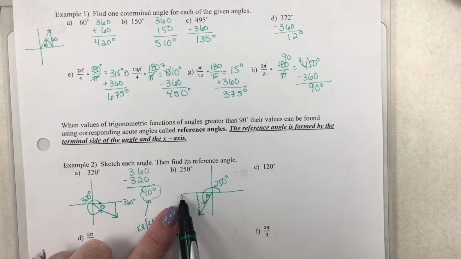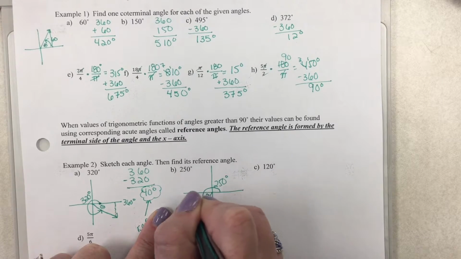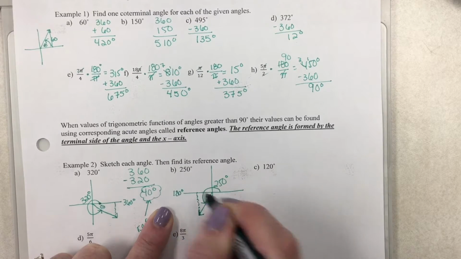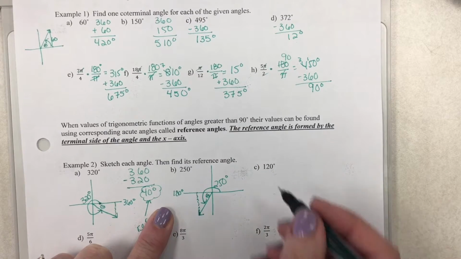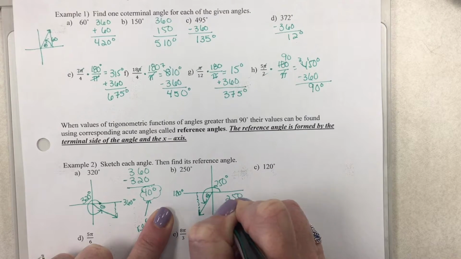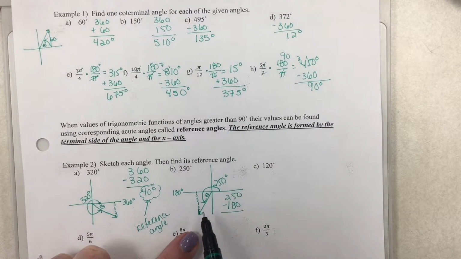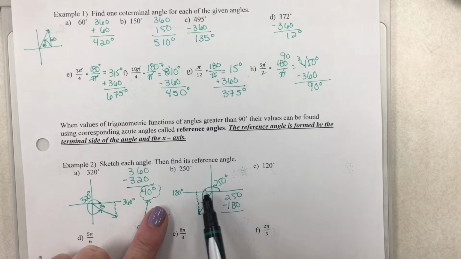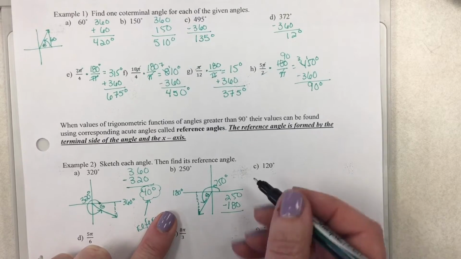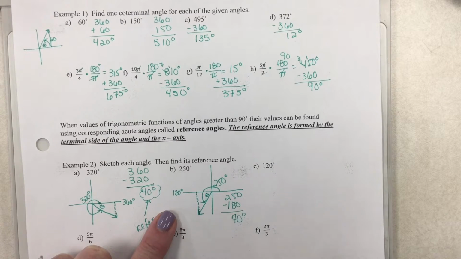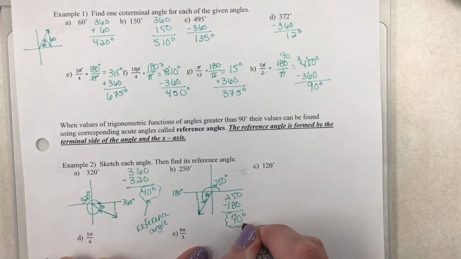Now this x-axis out here is what degree measure? If I go out to the left, what's this degree measure? 180. So now instead of subtracting from 360, I'm going to take 250 minus 180. It all depends upon where this little line touches. Does it touch over by the 360 or does it touch over by the 180? So 250 minus 180 leaves me with 70 degrees. 70 is my reference angle that I will be using.